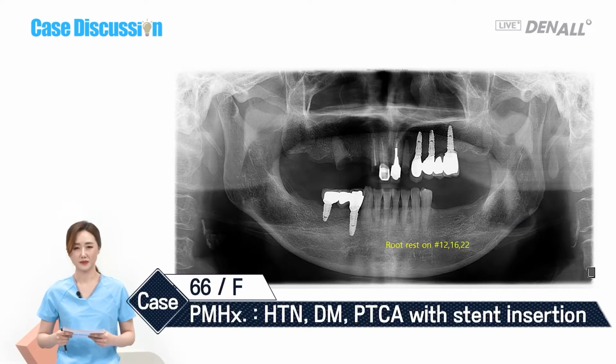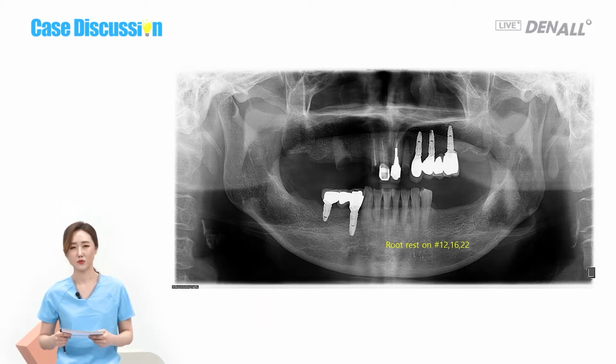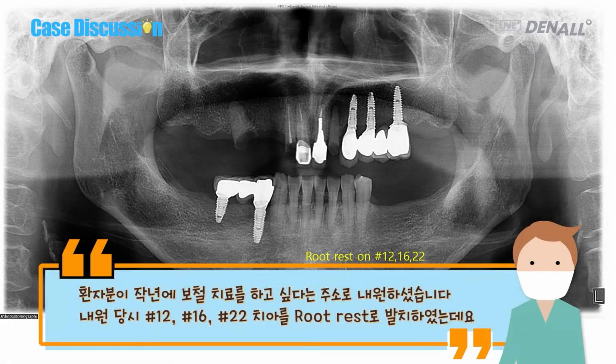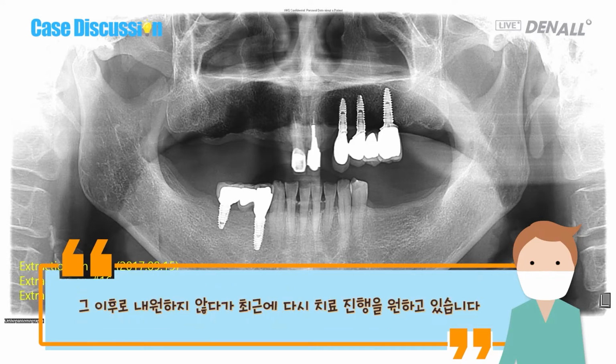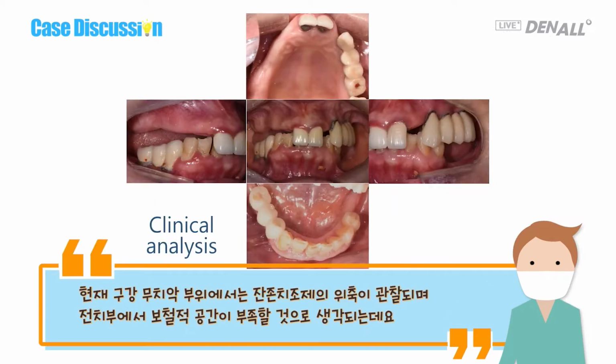Let's look at the case to be discussed. The patient is a 66-year-old female with hypertension, diabetes, PDCA with stent insertion. If you look at the story, the patient came to me last year for prosthesis. The residual roots of 12, 16, and 22 were extracted. After that, she didn't come back, and recently she wants to receive the treatment.